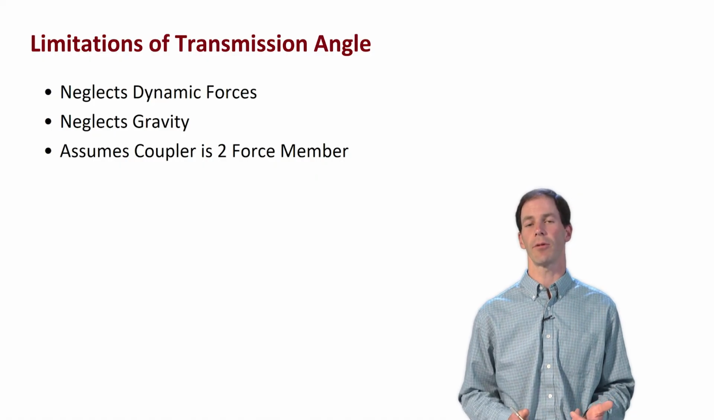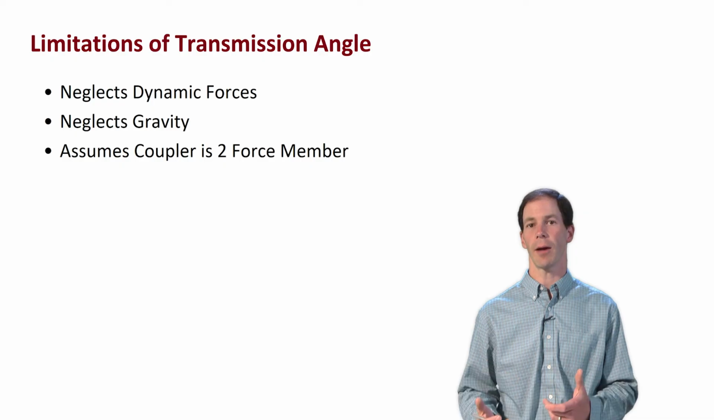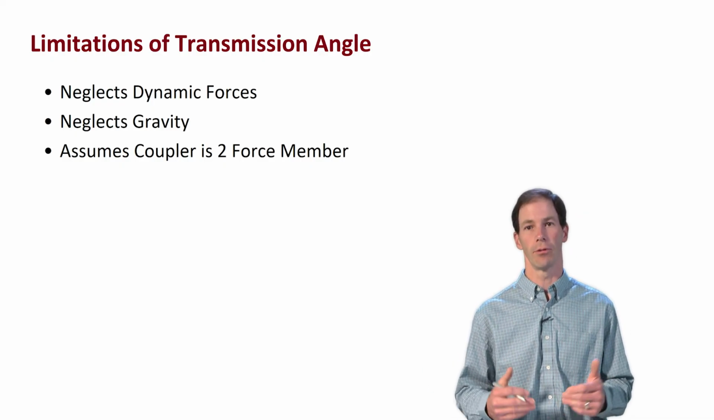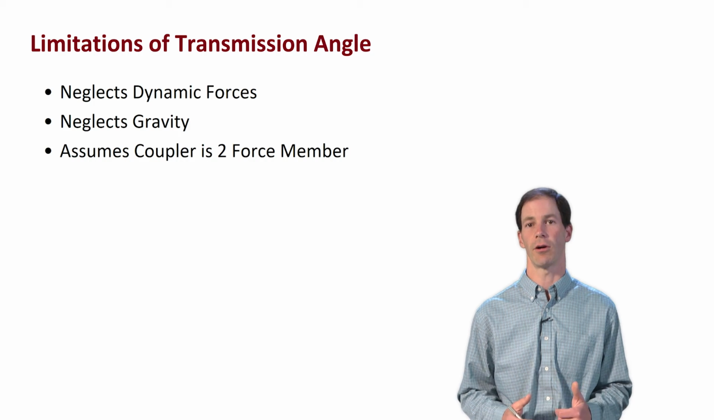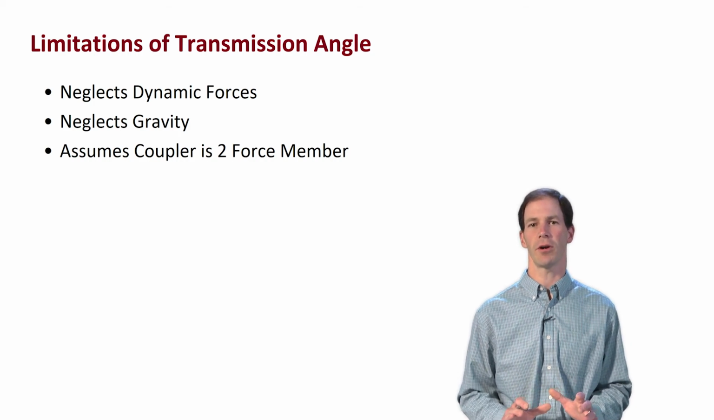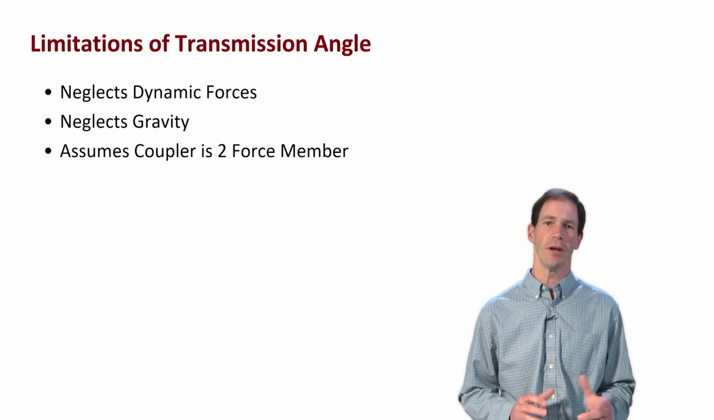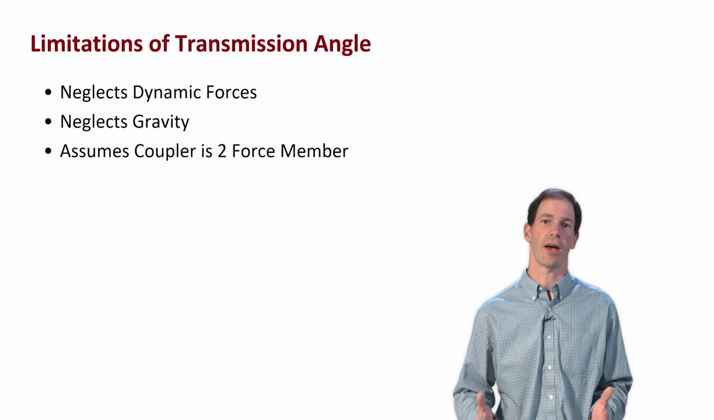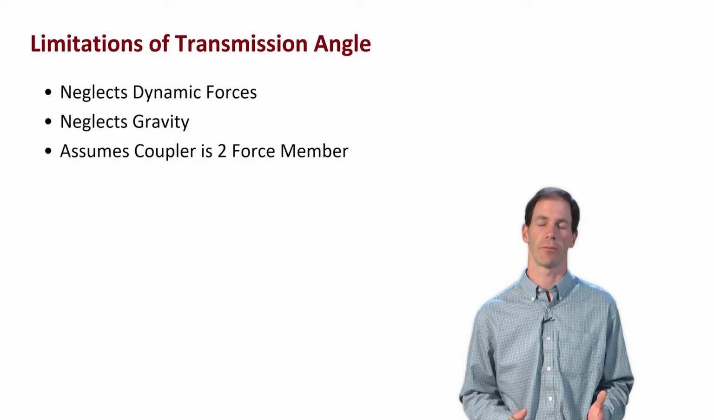And it assumes that the coupler is a two-force member. So perhaps the coupler has an external force applied to it. That might help it through the poor transmission angle areas. So it's not a perfect measure, but it is a measure that helps us figure out, is this mechanism going to operate or not? And it's based on geometry, so it's very fast to do an analysis of a mechanism.